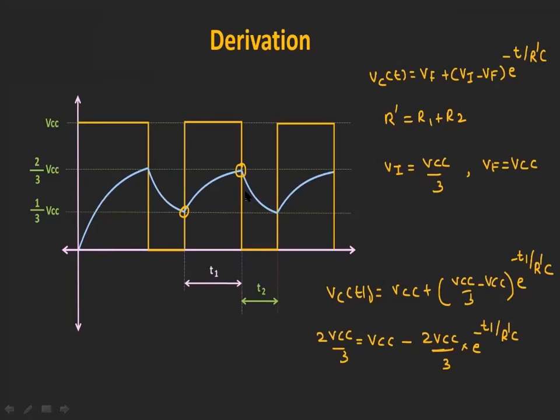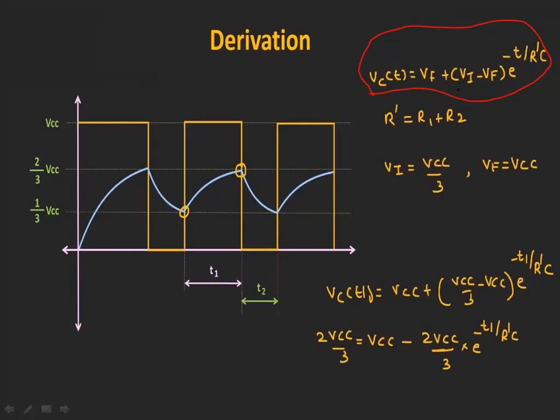We are going to write the derivation for this. The charging equation is given by the formula: Vc of t, the capacitor charging voltage, is equal to V final plus V initial minus V final into e power minus t by R dash into C. Here we are assuming R dash is equal to R1 plus R2; in the place of R1 plus R2 we place R dash. There is no difference in that.